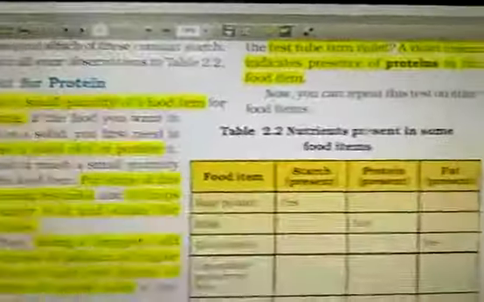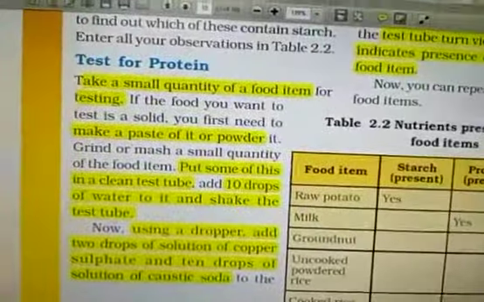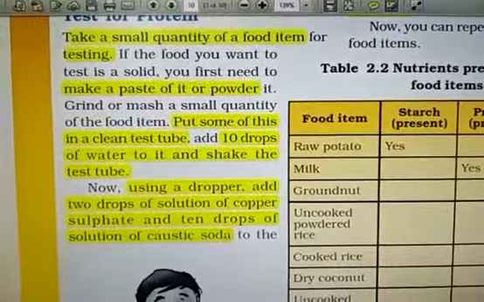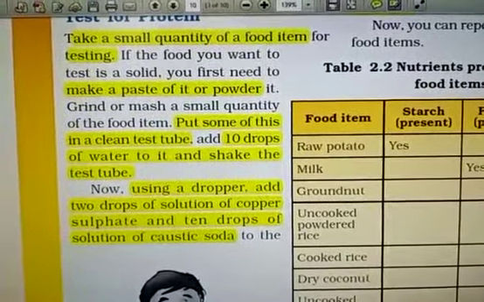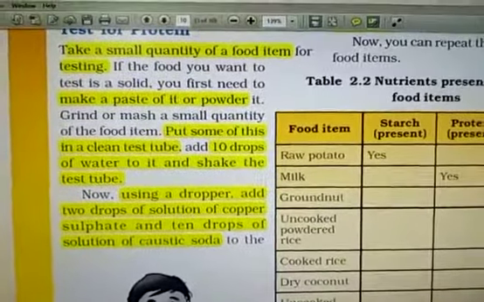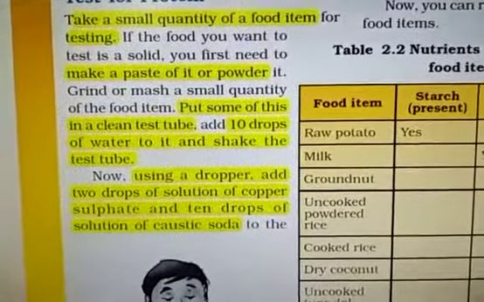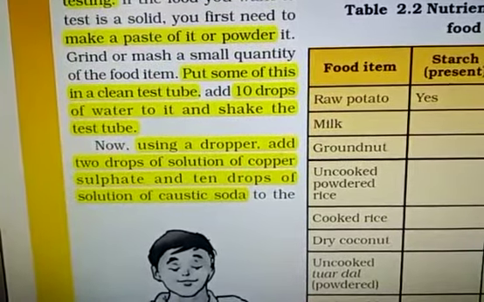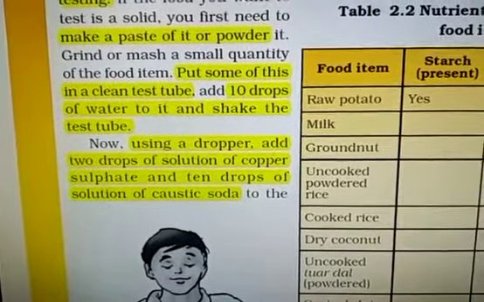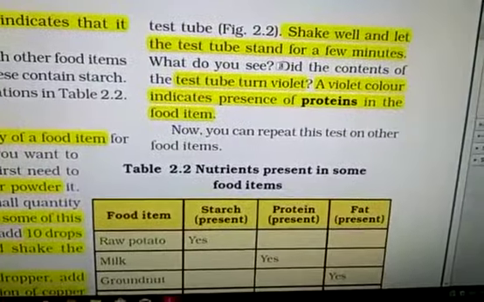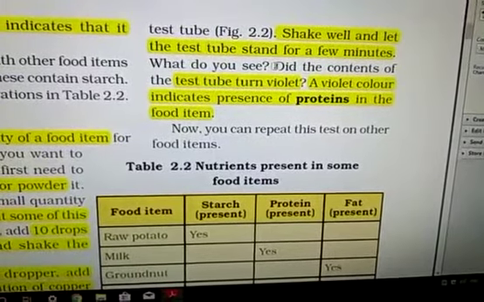Now our another test is protein. For the test for protein, again we take a new clean test tube, put some beans, like any pulse, दाल हो सकती है, it may be cooked or it may be पेस्ट, क्रश करके पेस्ट बनाएंगे, फ्यू ड्रॉप्स वाटर के डालेंगे, उसको अच्छे से शेक करिए and then you add 2-3 drops of copper sulfate solution and 10 drops of solution of caustic soda. Shake well. After 5 minutes, if you get violet color, it means protein is present. So violet coloration in this test indicates the protein.